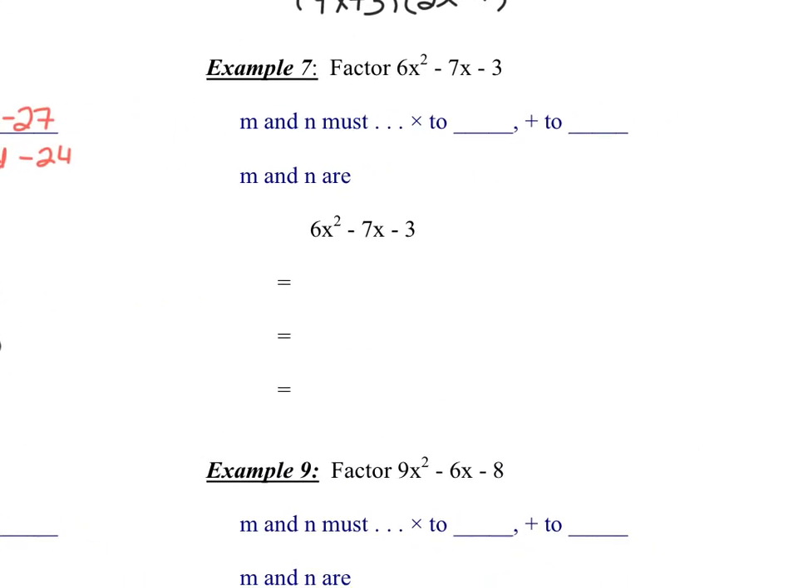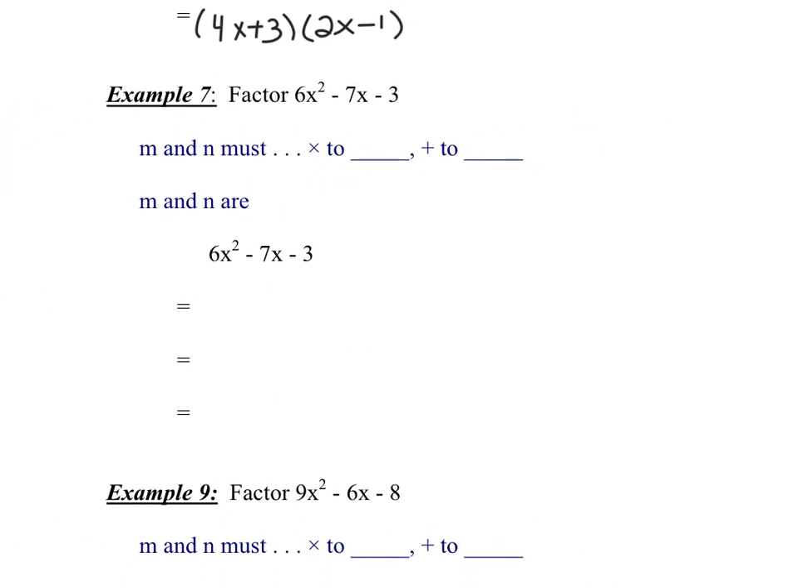Okay, number 7, we have 6x squared minus 7x minus 3. Try it completely on your own, and then check your answer with me.